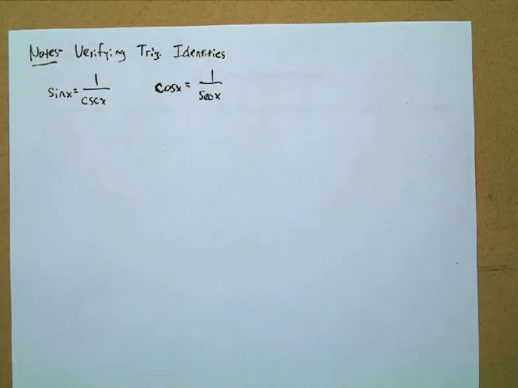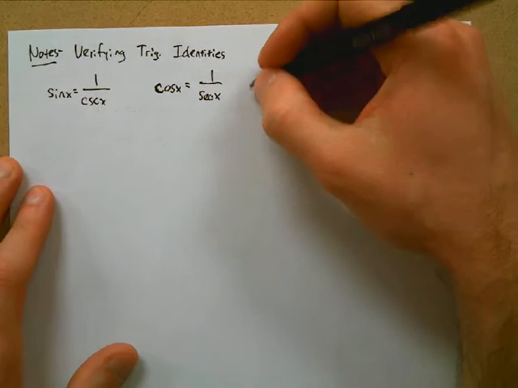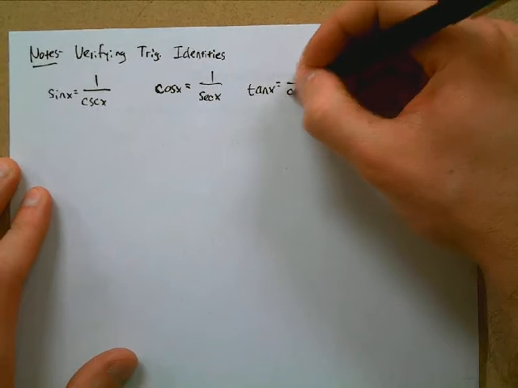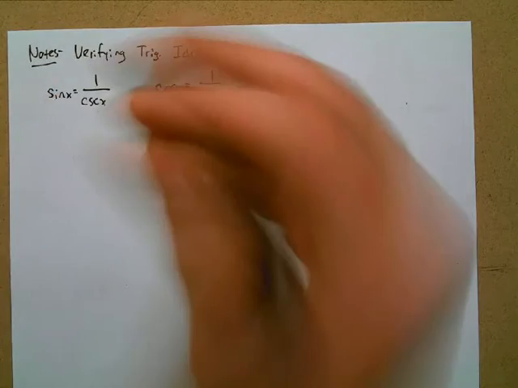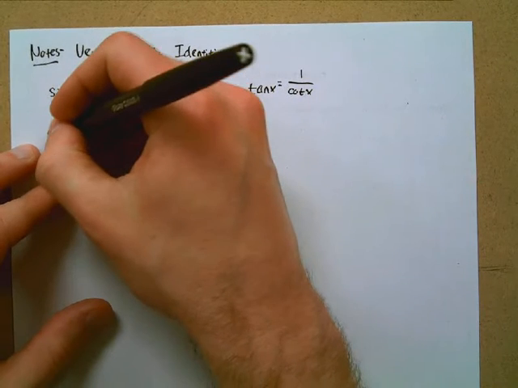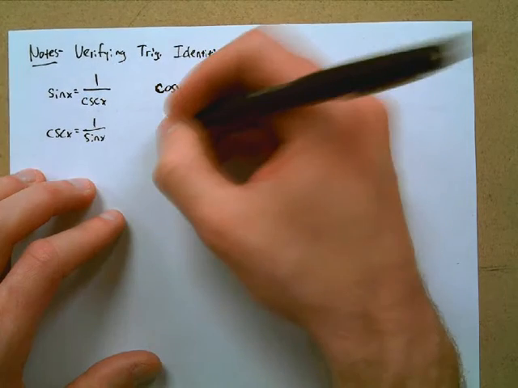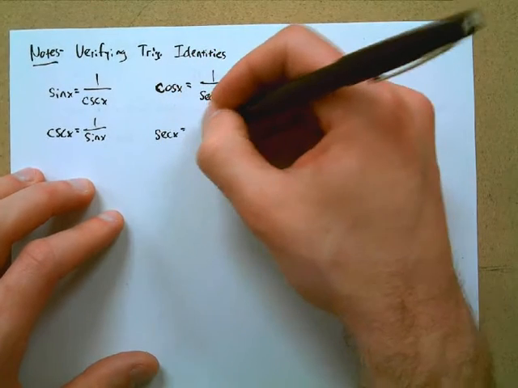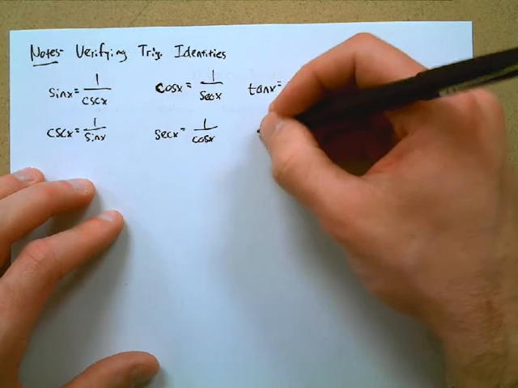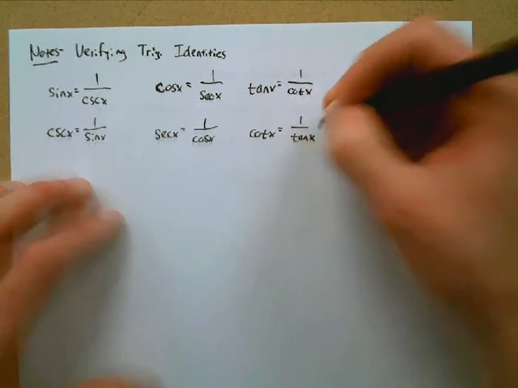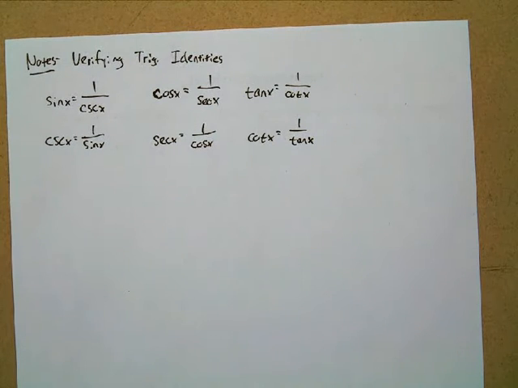And then let's go ahead and do tangent as well. Tangent is 1 over cotangent. Very good. And then of course we can change all those up. So I can also say that cosecant is just 1 over the sine of x, a similar kind of relationship. Secant of x is 1 over cosine of x, and cotangent of x is equal to 1 over the tangent of x. And these are collectively known as, wait for it, the reciprocal identities. These quantities are reciprocals of each other.